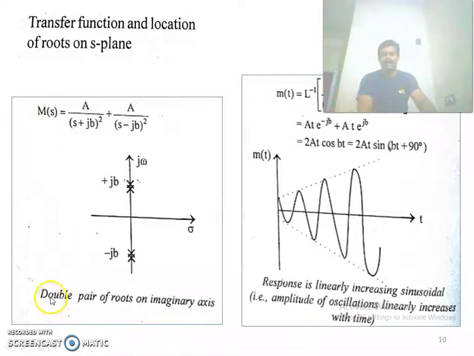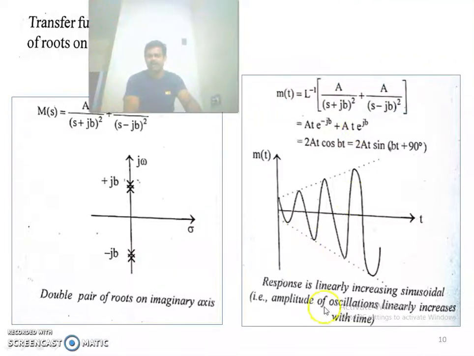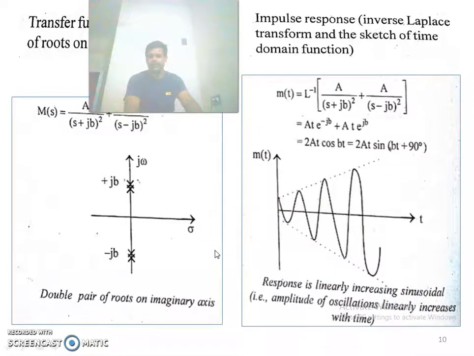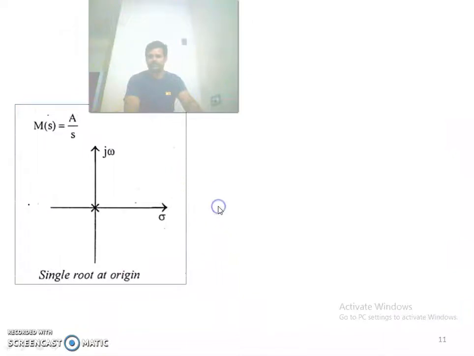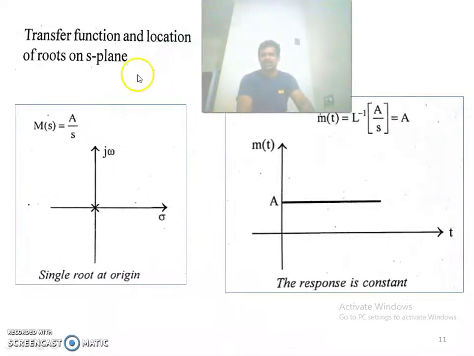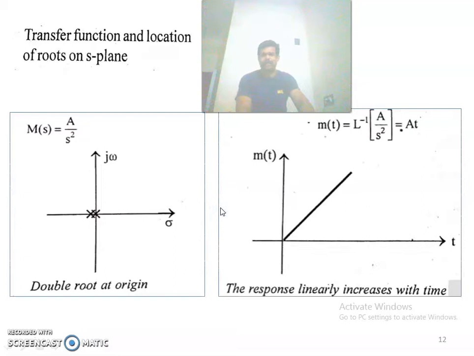Here we are having double pairs of roots on the imaginary axis. So here the response is linearly increasing sinusoidal. Next, location of roots: you are having a root at the origin, and this response is constant. If you are having a double root at the origin, here the response is linearly increasing with time.